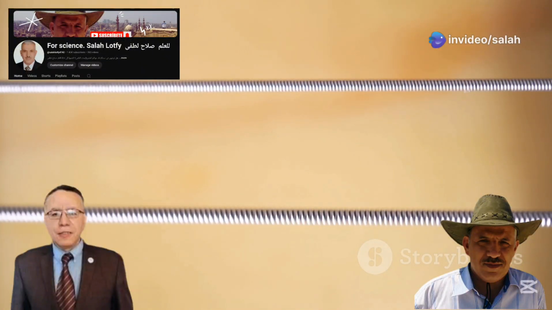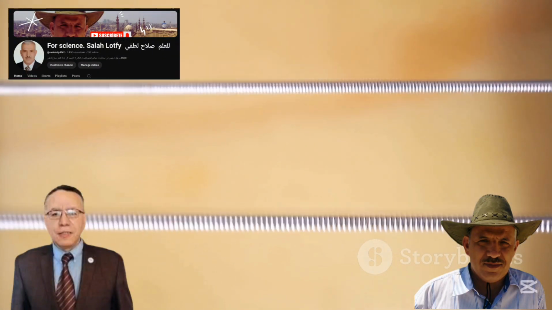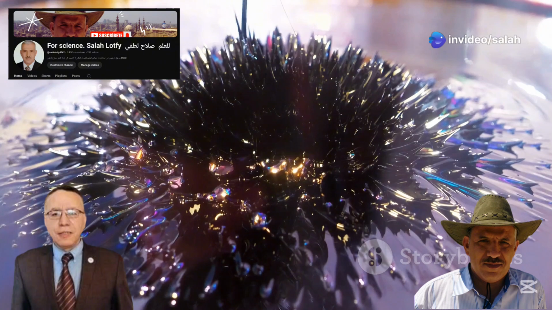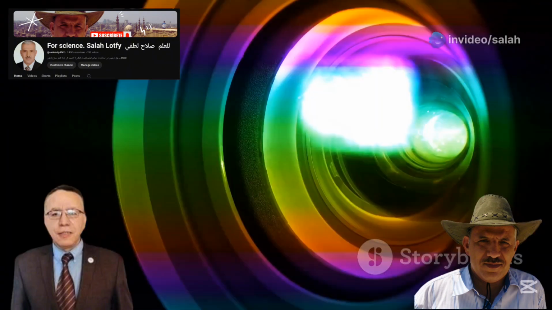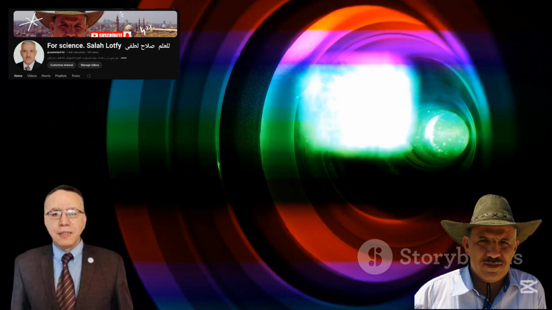Imagine a wave on a string. You can shake the string up and down, side to side, or at any angle in between. Each of these shaking directions represents a different polarization. When polarized light travels through a magnetized plasma, something remarkable happens. The plane of polarization, the direction of the electric field's oscillation, rotates.